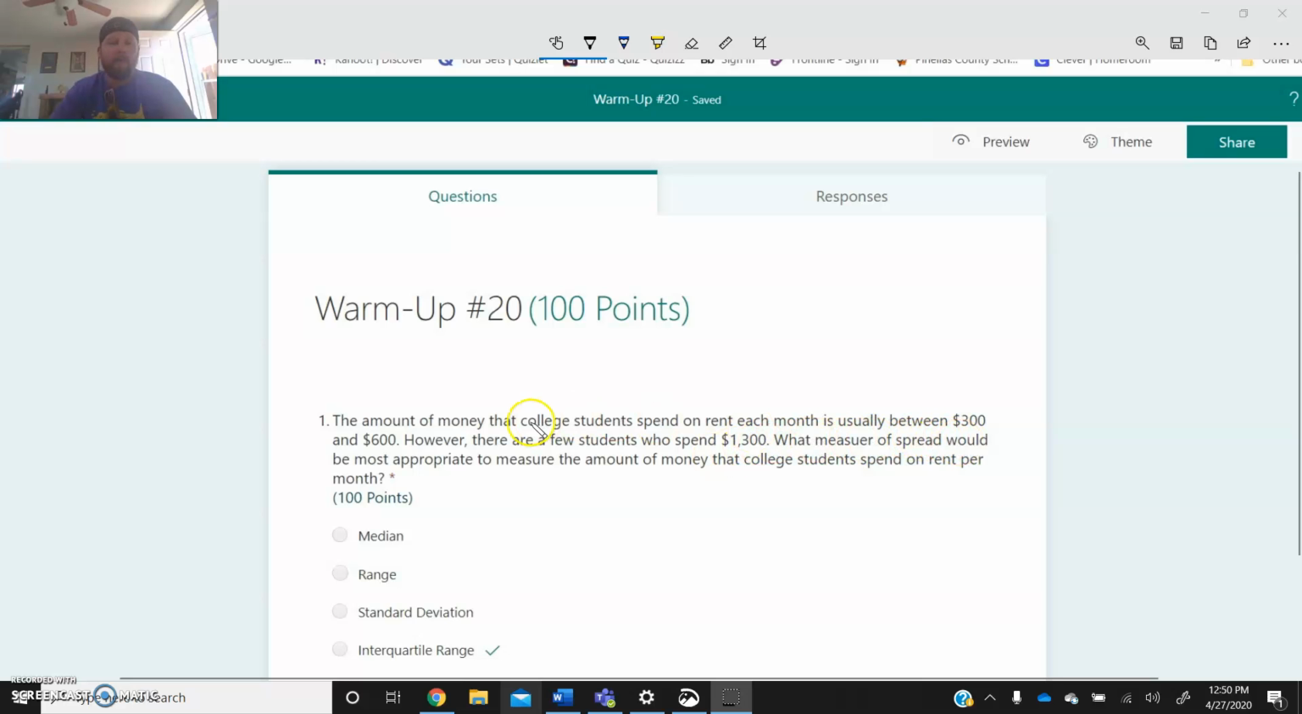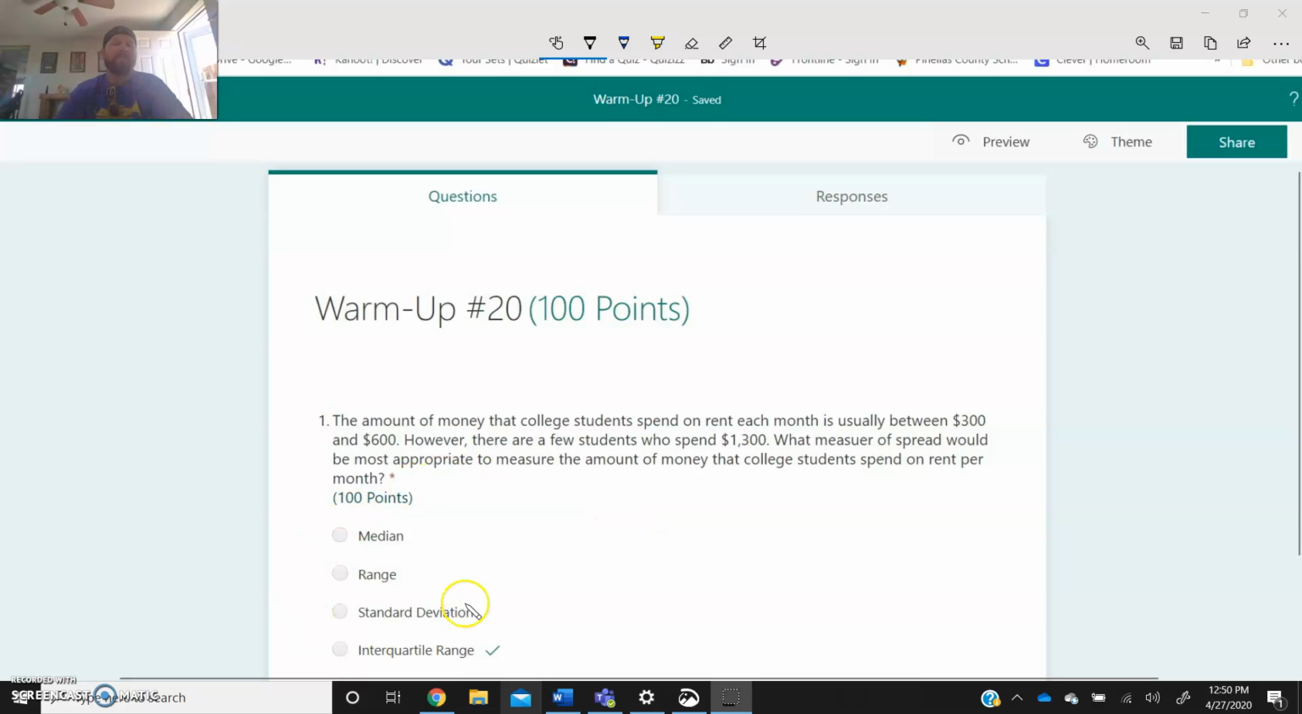What measure of spread would be most appropriate to measure the amount of money that college students spend on rent per month? All right. So the key thing is what measure of spread would be most appropriate. Okay, all it's asking us is what measure would be best. It's not asking us to do any math or solve anything. Let's go ahead and run through our answers.